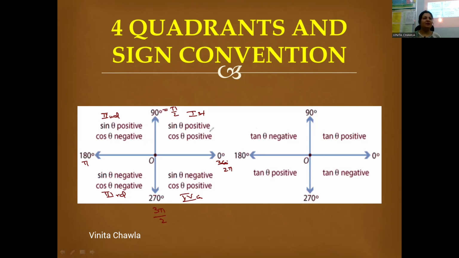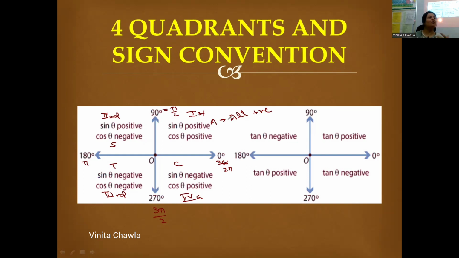So see, there is a simple way of learning this thing. We can learn it in the way like A, S, T, C. Okay, after school to college. After school, we go to college. Okay, so A means all, S school, T, and then C college. Here A means all positive. The word A means all positive. So all trigonometric ratios are positive in the first quadrant.